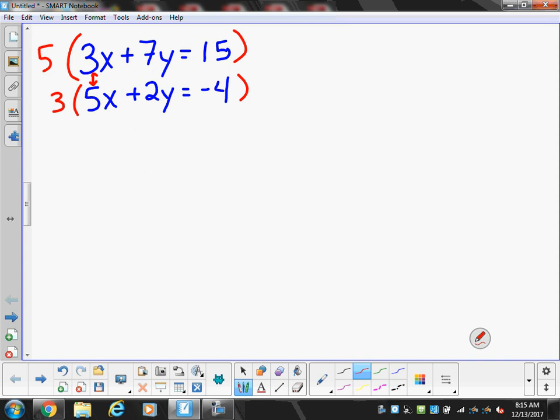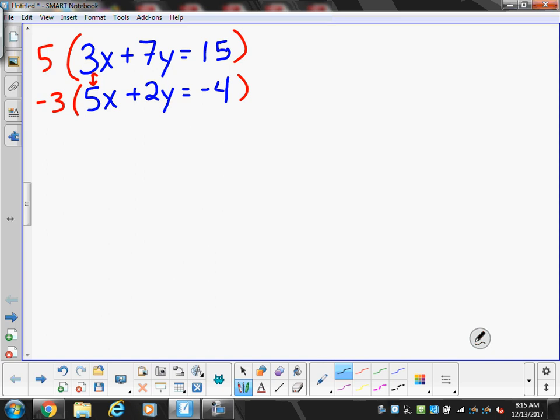And the only other issue is I want one of them to be negative, and since they both started out as positive 3x and positive 5x, I need to multiply one of my equations by a negative. So I'll multiply that second one by a negative 3 instead.